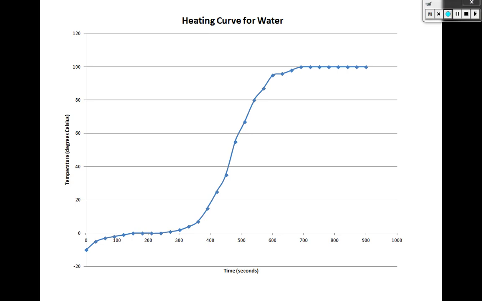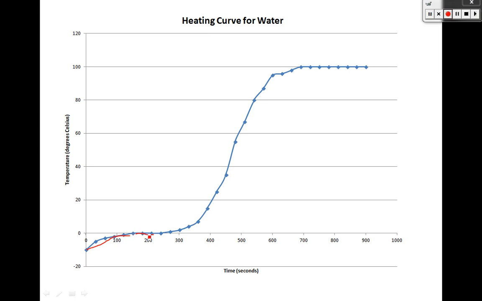So this is more or less what you should have gotten for your heating curve for water, with a couple of exceptions. When I took my data, I started with ice that was below 0. I took it right out of the freezer, and I had a different way of measuring it. So you probably won't have this portion right here on your graph. Yours probably starts off somewhere around here, like 0 or 1.